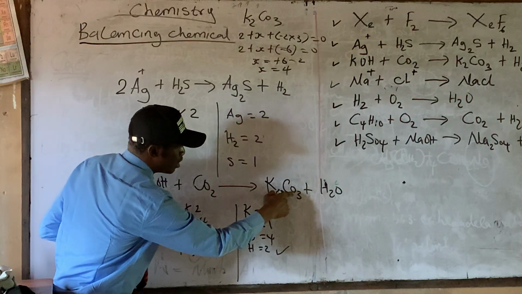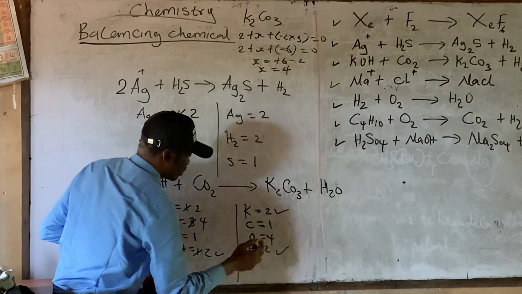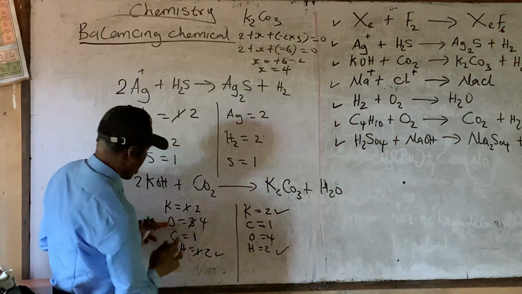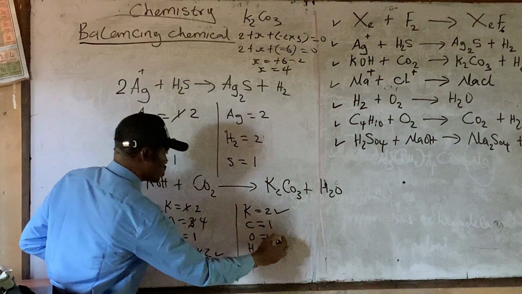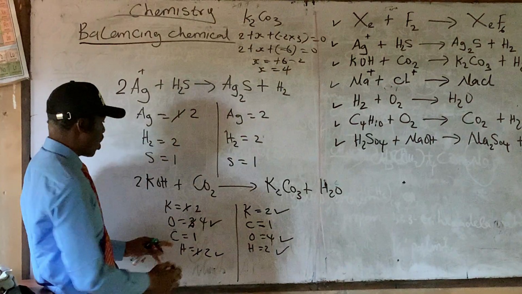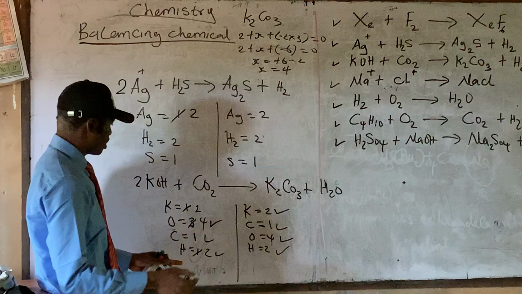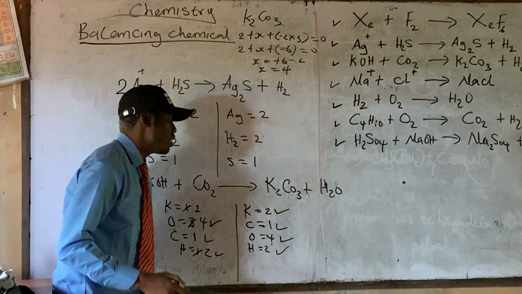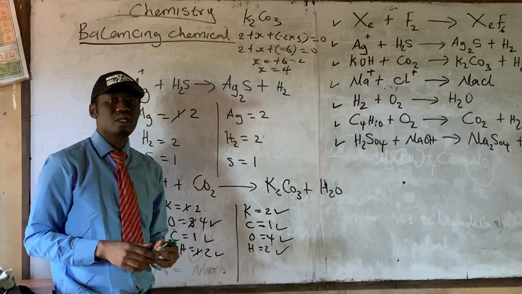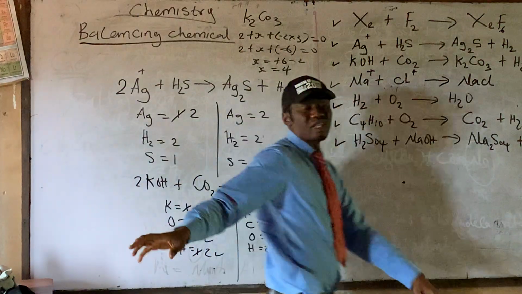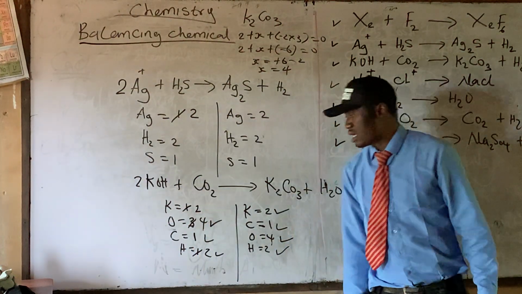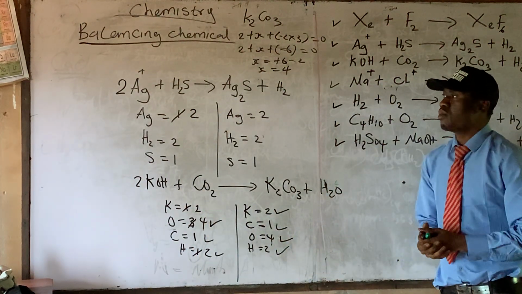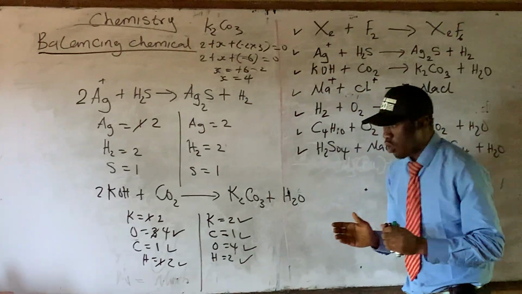Oxygen is 3. 3 plus 1? 4. So oxygen is 4. It's 4. Oxygen here is also 4. So oxygen is good. Carbon 1, carbon 1, good. Hydrogen 2, hydrogen 2. So the equation is balanced. So what we are doing is that the number of atoms of elements on the reactant side and the one on the product side must be equal.